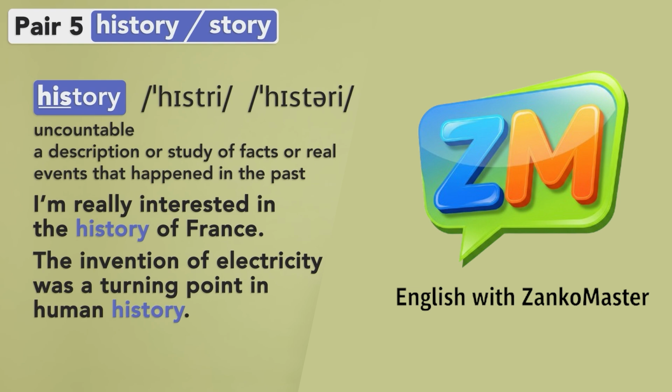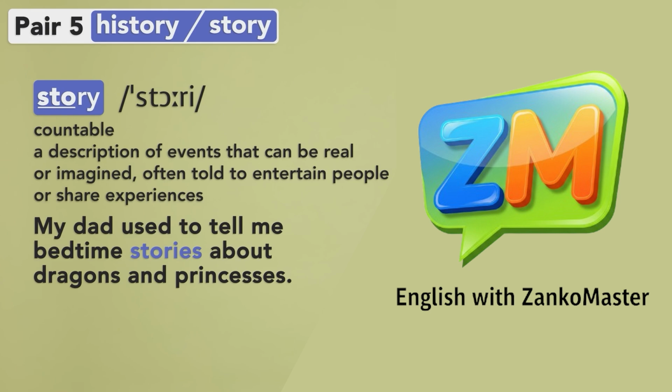History is uncountable. It's a description or study of facts or real events that happened in the past. Notice that we either don't pronounce the O in history or we pronounce it as a schwa. History or history. So that can be 3 or 2 syllables. I prefer 2, history. It's more efficient. An example, I'm really interested in the history of France. Or, the invention of electricity was a turning point in human history.